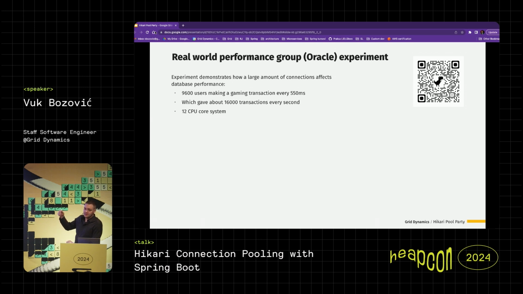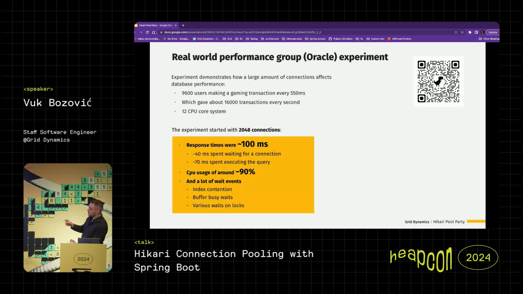So in my previous experiments, we had 60 requests per second. These guys have 16,000 requests per second on a 12-core CPU system. The first experiment was done with 2,048 connections. The response times here were 100 milliseconds. Now, please raise your hand if you look at 100 millisecond response times and think that this needs to be fixed. Nobody, okay. I agree with you.